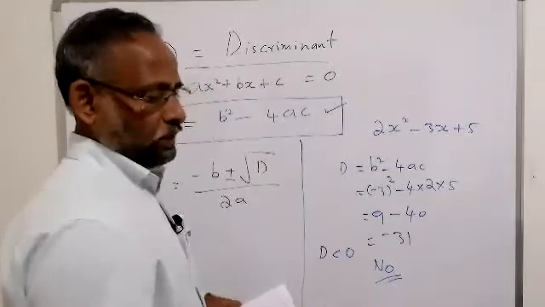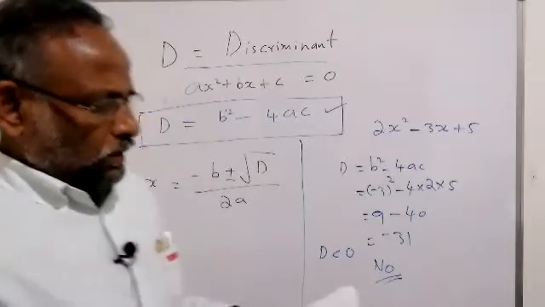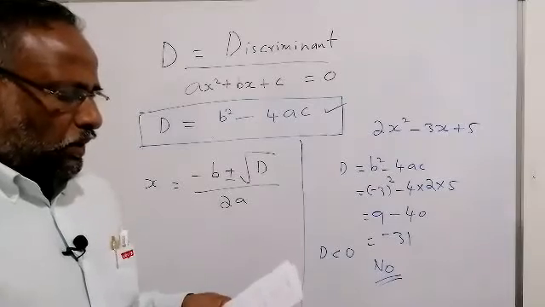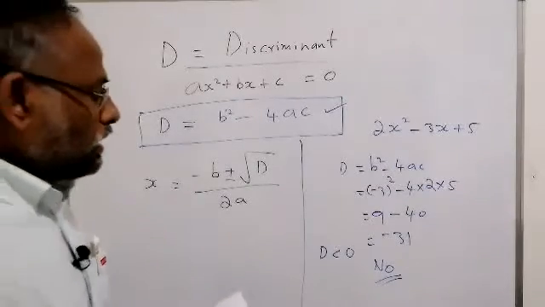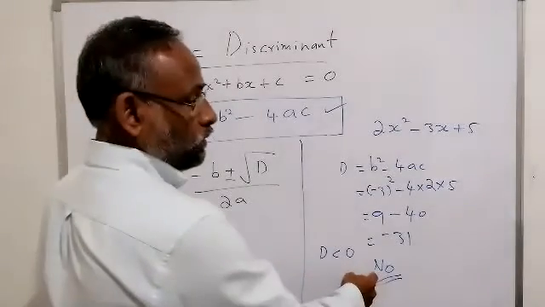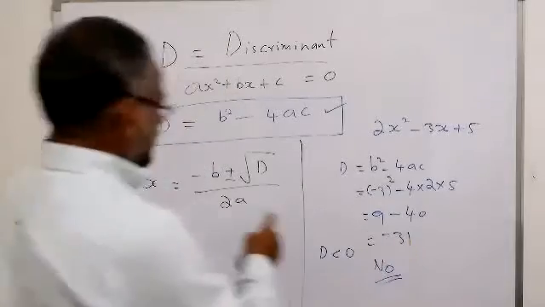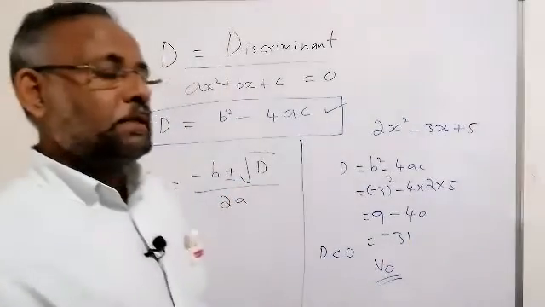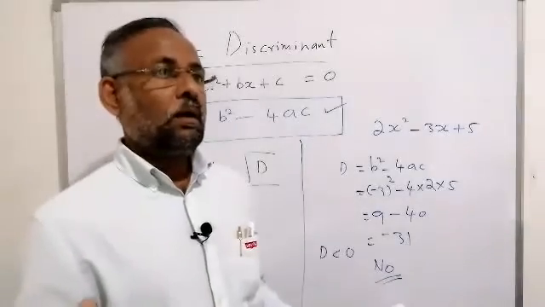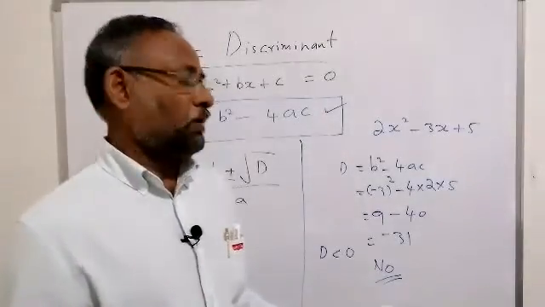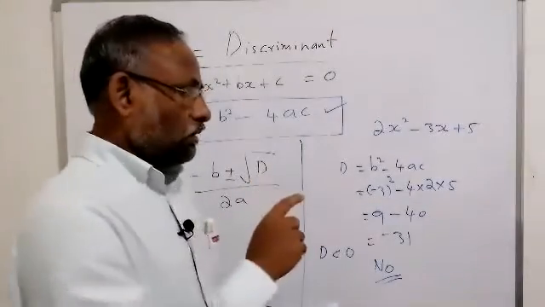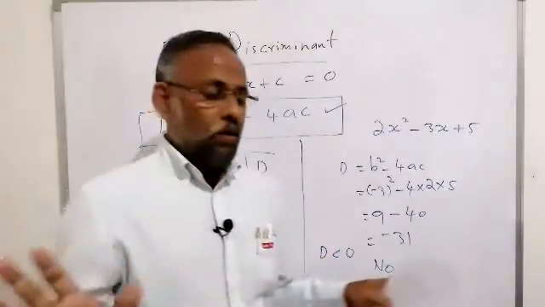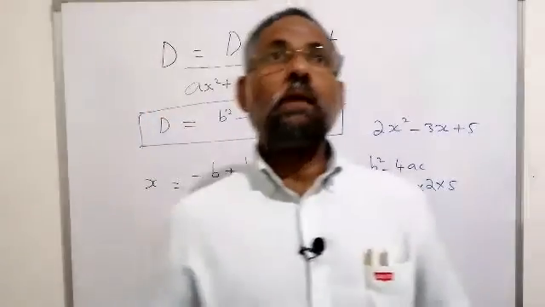You can clearly see it in your textbook: two different real roots, two equal roots, no real roots. Here there is no real root. You know why? Here is root of D. What is root of minus 31? No. Root of 31 we can find out. You know what root of 4 is? 2. But root of minus 4, we cannot.